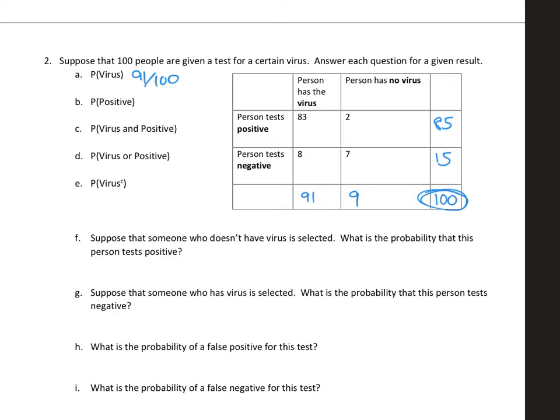Let's look at the second one. Probability that somebody tested positive. Again, it's going to be out of 100. How many people tested positive? We're talking about this row. There are 85 people, so there'll be 85 over 100.